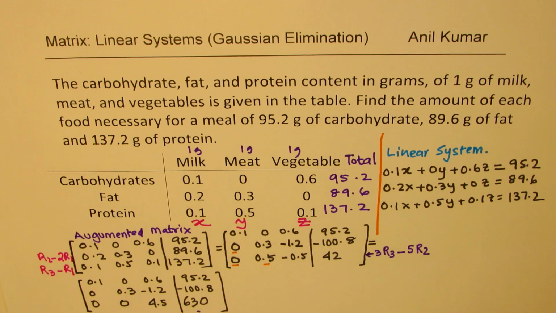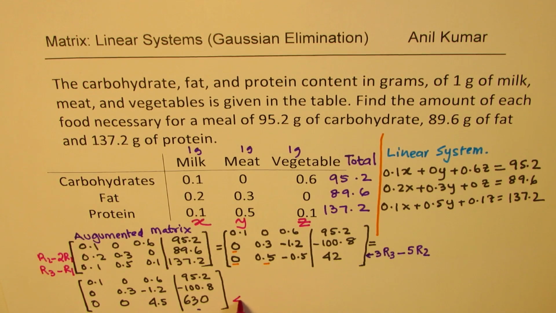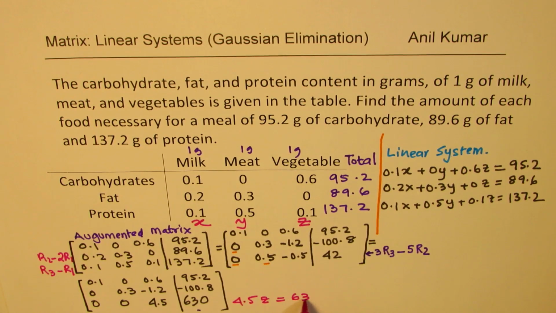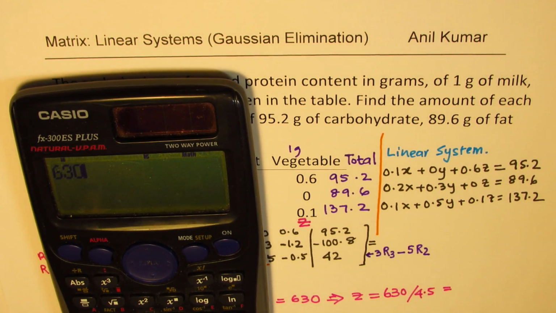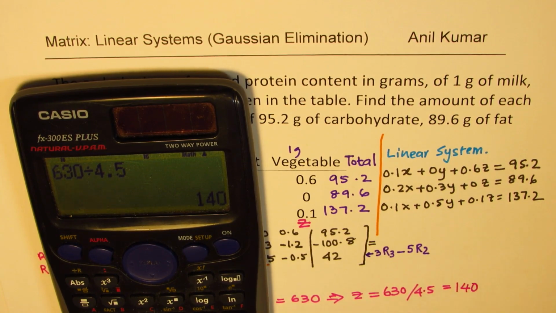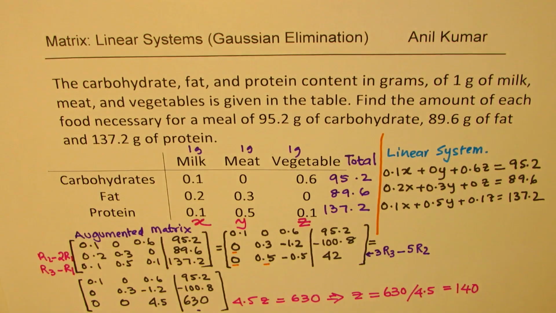So that gives us equations. If you look into the last equation, which is what? This is as good as saying that 4.5 of z is equal to 630. Is that clear? 4.5 of z is 630. So that means the value of z is equal to 630 divided by 4.5. Correct? And that is how much? Let's figure it out. So we get 630 divided by 4.5, and that gives you 140. Do you see that part? So we get the value of z as 140, right?